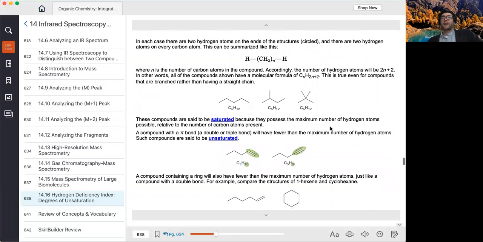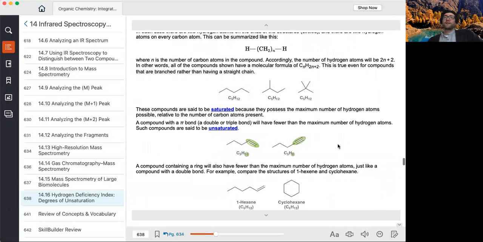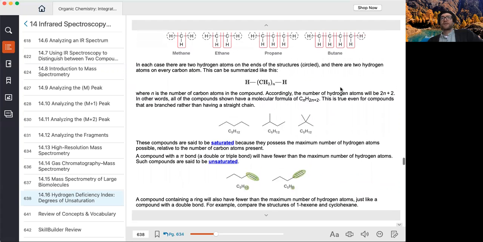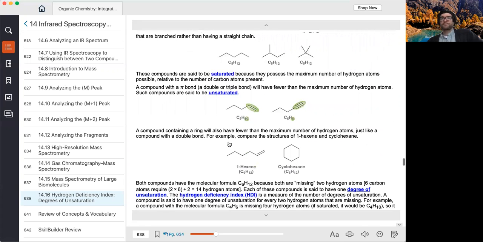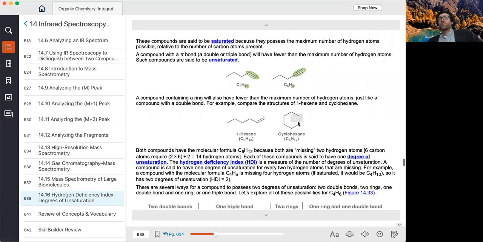Because if there's a pi bond present, then they will have a different degree of saturation, i.e. a different number of hydrogens, and so we call them unsaturated because they don't have the maximum number of hydrogens. Alkanes with the maximum number of hydrogens are called saturated because they have the maximum number. If there's a ring, there will also be a reduction in the saturation, even though ring structures are saturated.